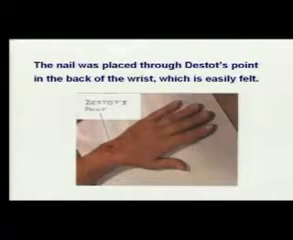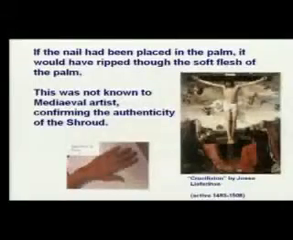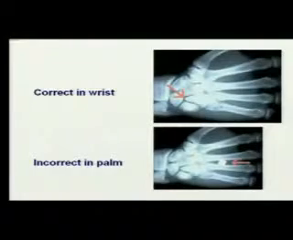The actual nails went through what's called Destot's point. We talk about this in our talk on the crucifixion. It's a very specific point, and that's where the nails went through, Destot's point, which you can feel on the back of your own wrists. Now, in all medieval paintings, you always see the nails going through the palms. That's not correct, because that wouldn't support the body of a man. The correct place is Destot's point in the wrist, and the place in the palm is simply not correct.